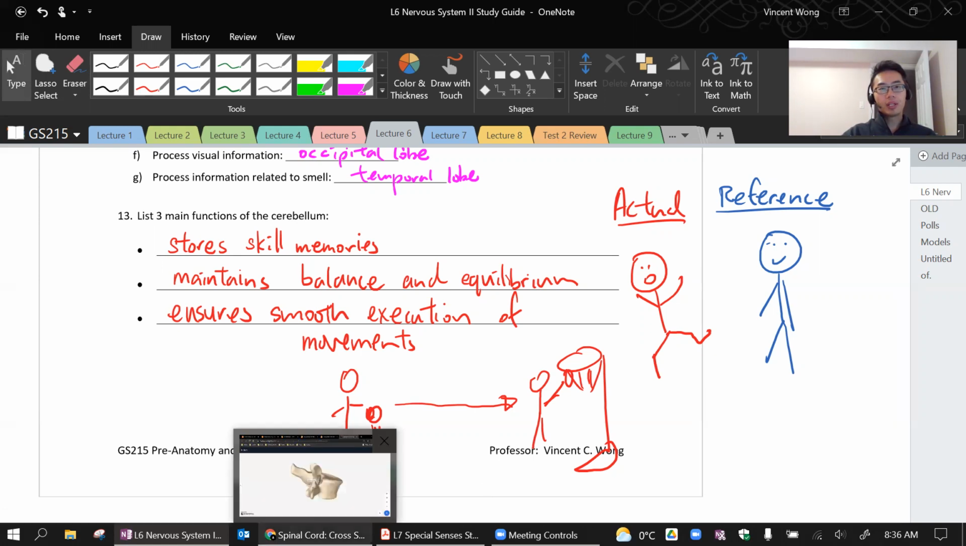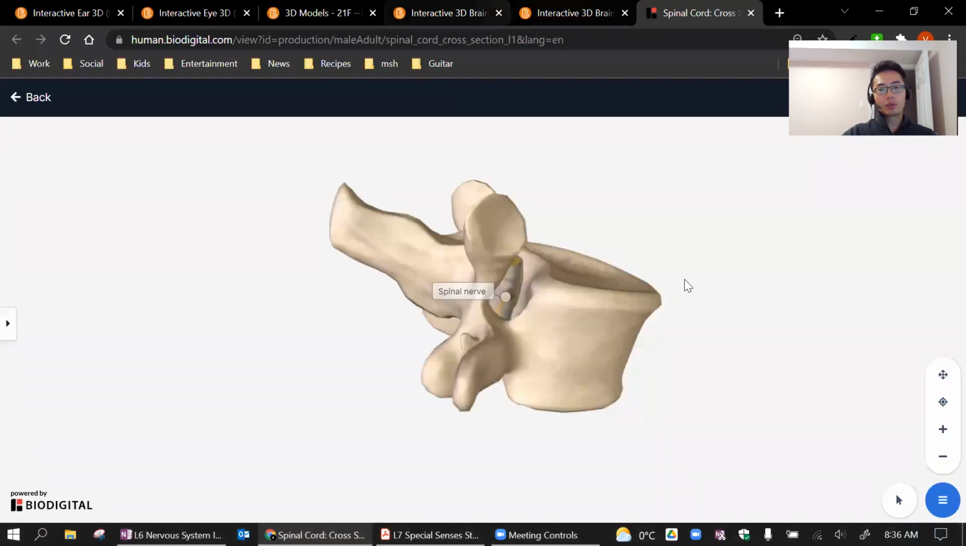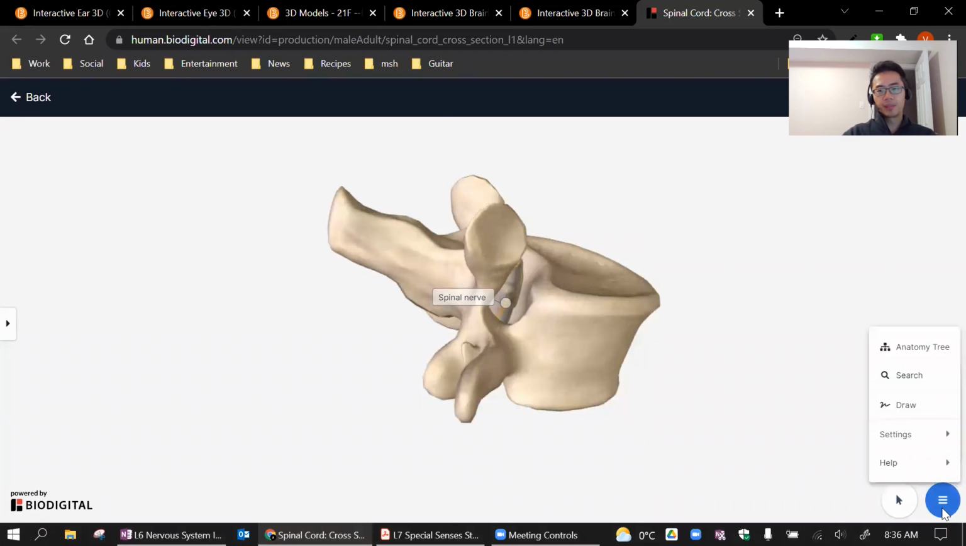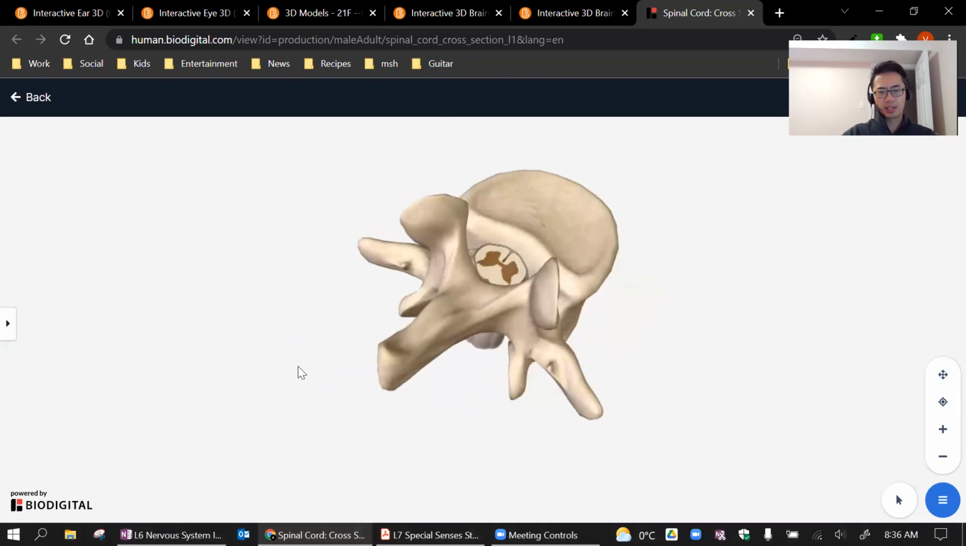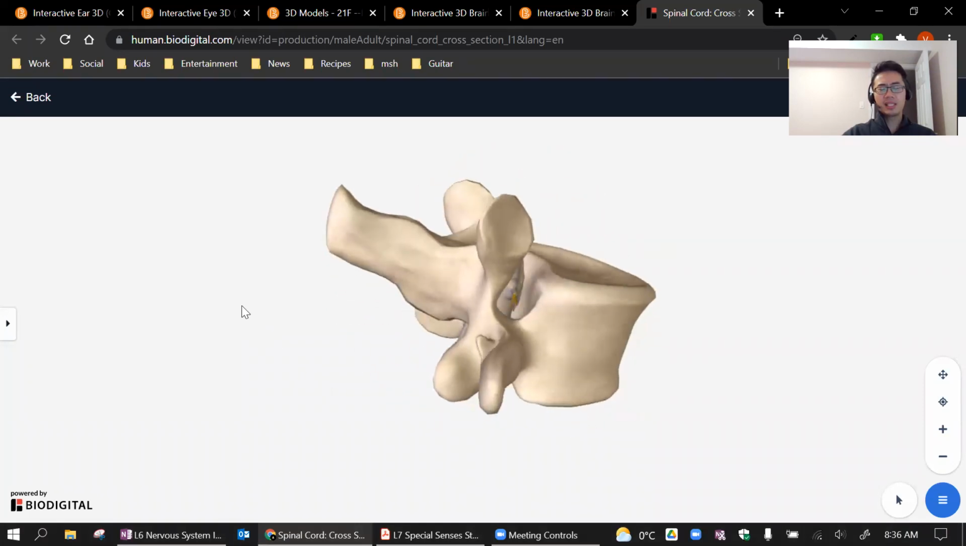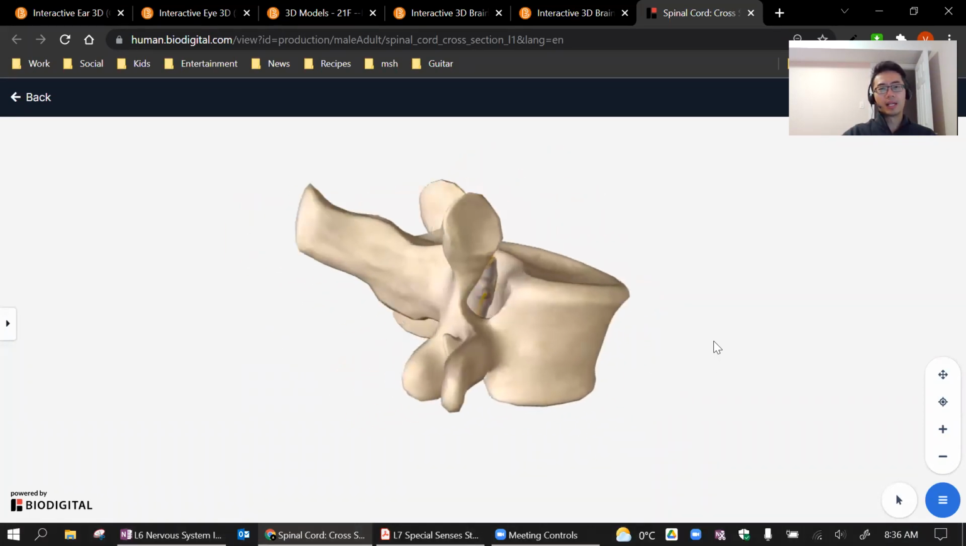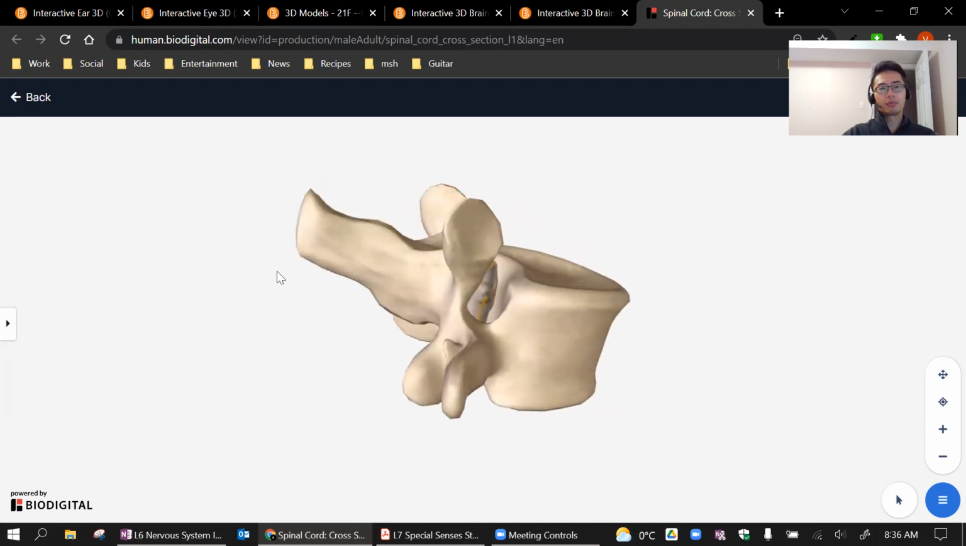Now I am going to show you some of these models to just refresh your memory, because I know last week you guys had a lot of tests and whatnot, so you might not remember a lot of the stuff that we went through. So I'm just gonna take maybe about 10-20 minutes to go through some of the key features of the spinal cord and the brain. Hopefully this will help you refresh your memory a little bit.